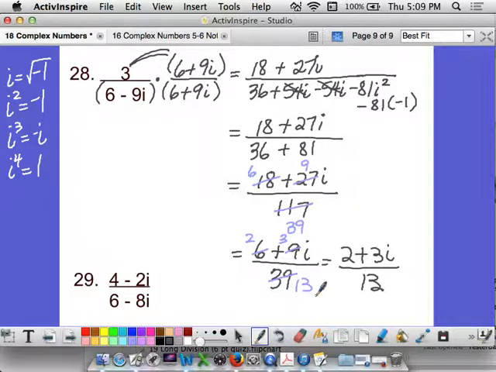3 will go into 117 13 times. So just continue to reduce. Just know that all three of them have to be able to be simplified. So this is my final answer. Also, the numerator is a plus bi form. That's what you want. And you won't have any i's in the final answer in the denominator.